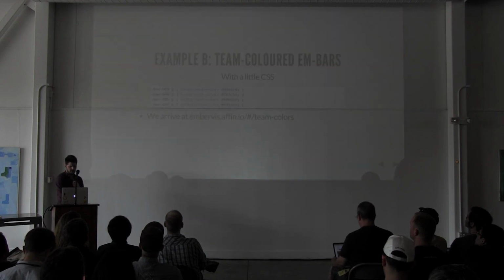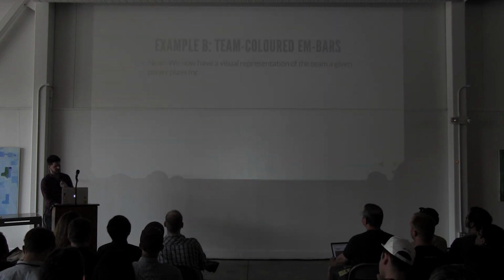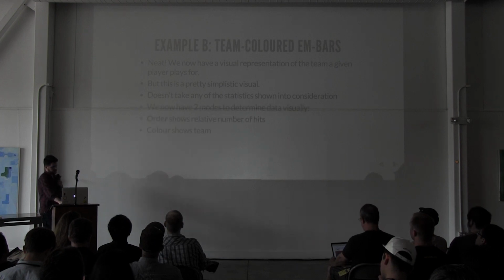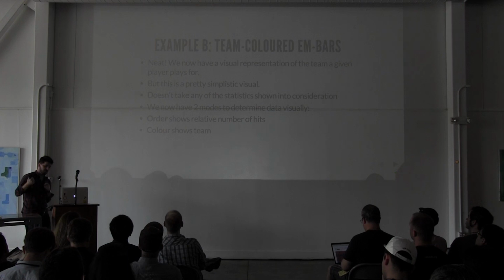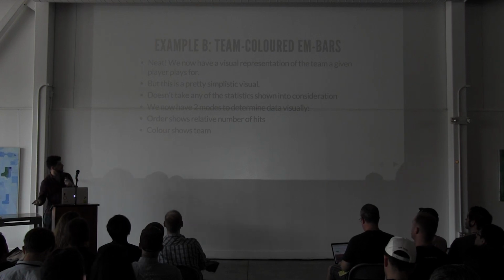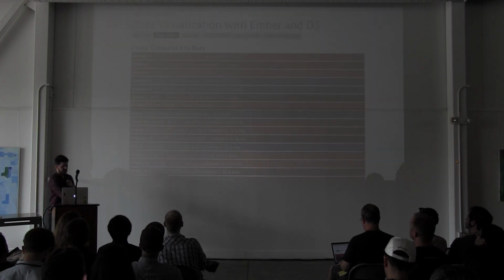But we can do a lot more, right? So that's just our colors. It's pretty simplistic, and we basically have two things to determine visually. We can look at the order, again, that's showing hits from top to bottom, and we can look at the color, and that says what team you're on. You can even kind of determine a couple things from this, right?